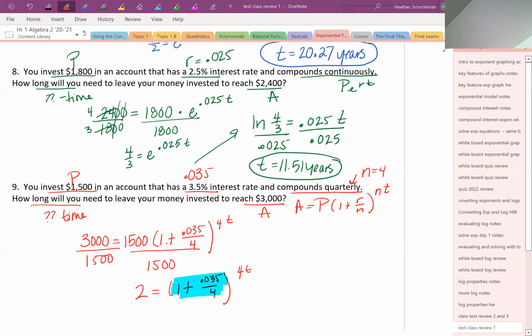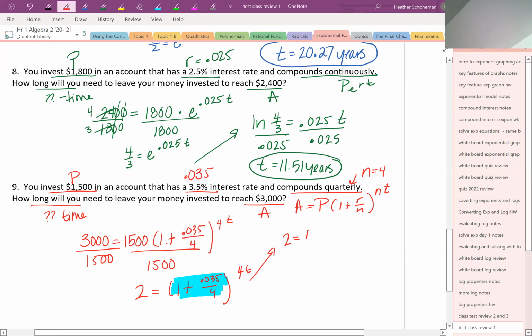So we're going to have 1 plus 0.035 all over 4. And now we've got a decimal, 1.00875. Okay, so now I'm going to rewrite it. So I have 2 equals 1.00875 raised to the 4t power. Okay, now we're going to rewrite it.